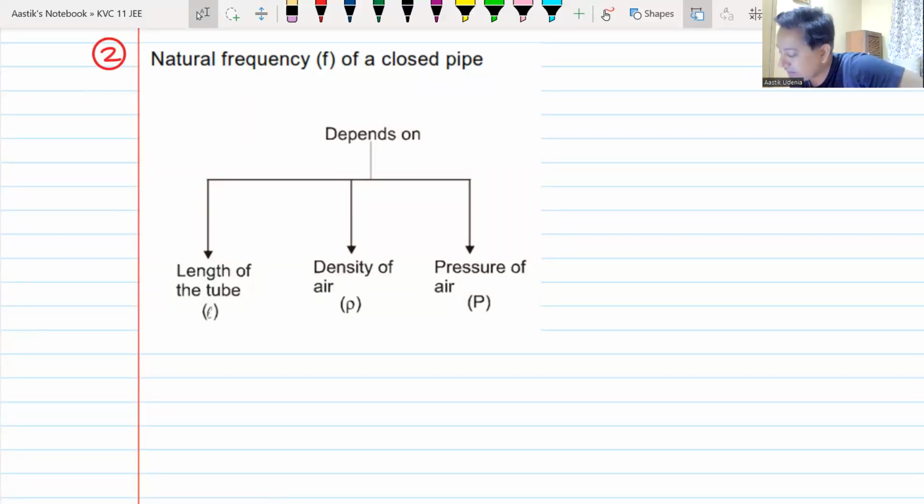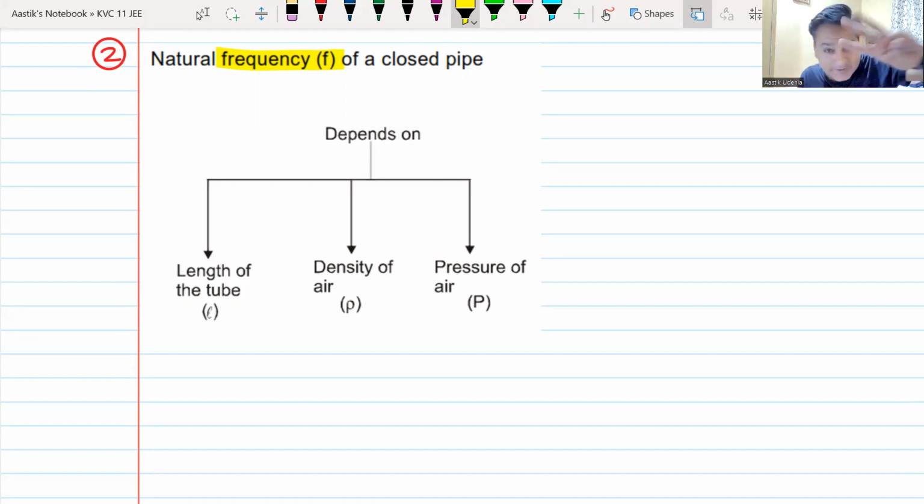Natural frequency, f, of a closed pipe. This is in the chapter of waves, which might come in your 11th or 12th standard, maybe the last topic that you're going to do. The natural frequency, do you know the term frequency? Do you know the dimension of frequency? Yes or no? We have discussed this.